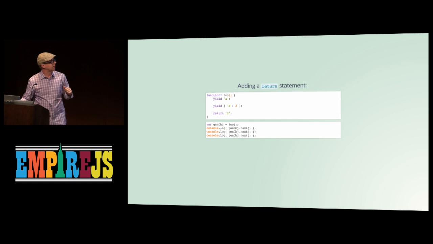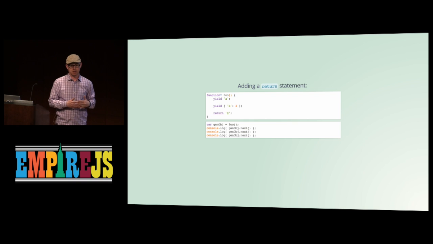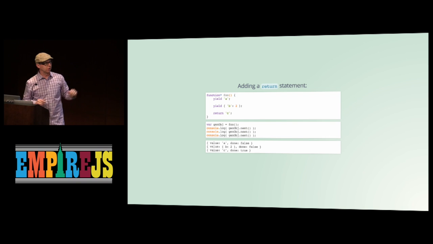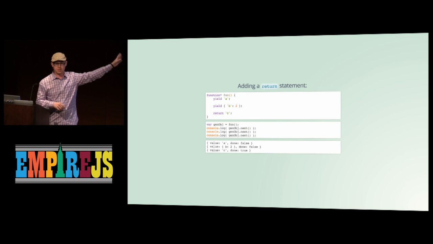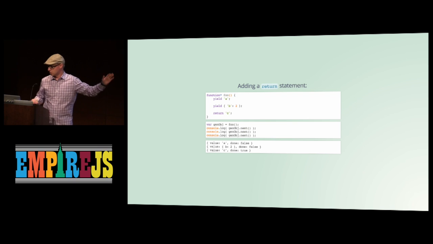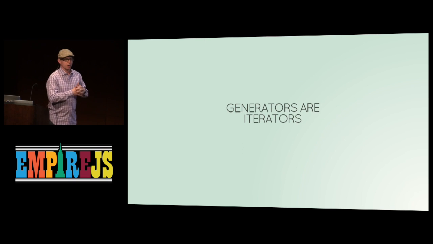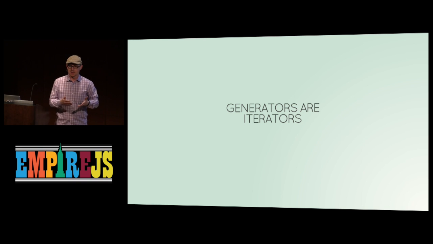We can actually get a defined value in there by adding a return statement. So in the last call to next on the generator object, it'll give us back whatever that returned value is. So in the third time, you can see we get value C. And the done switch is true. Good? Good. You notice that I kept calling next and next and next, and that's because generators are iterators. They implement the iterable interface.